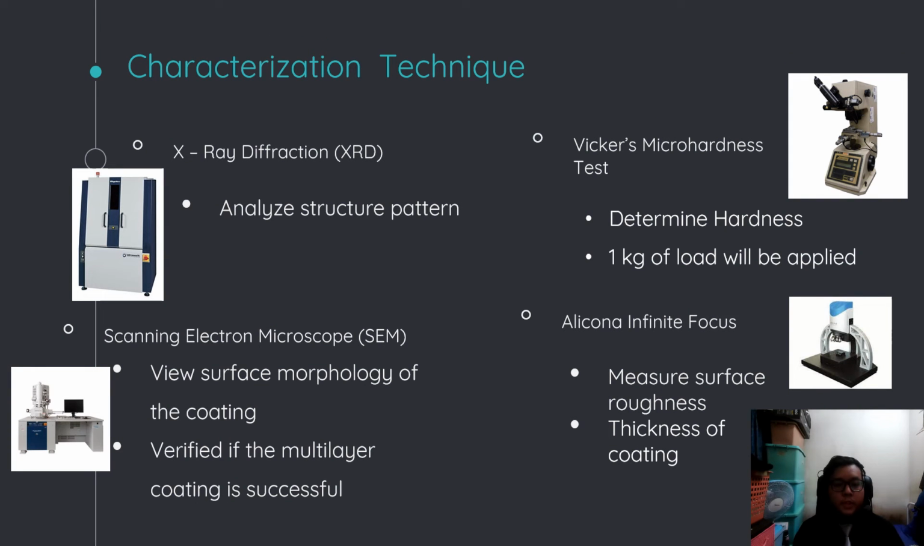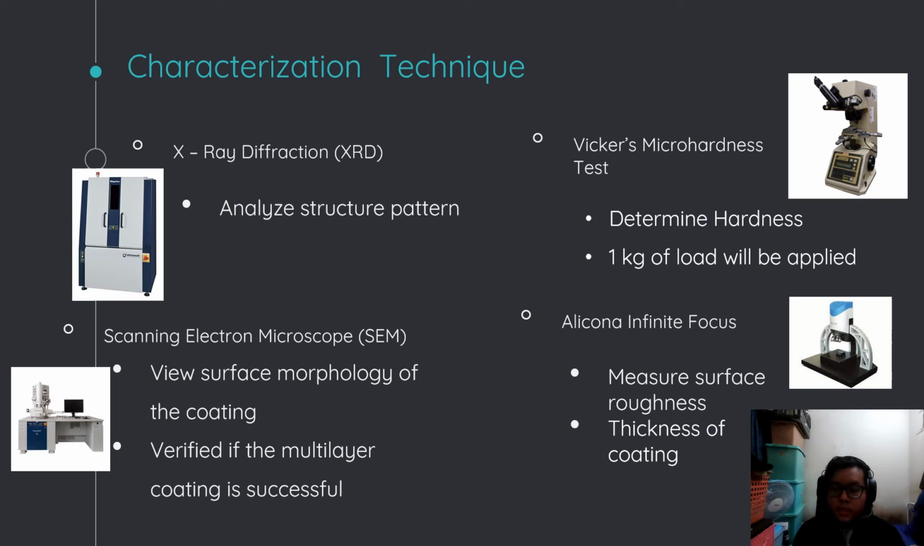Next, I will talk about the characterization techniques that will be used for this project. There will be 4 of them. The first one is X-ray diffraction, XRD, used to analyze the structure pattern. The second one is the scanning electron microscope, SEM, used to view the surface morphology of the coating, and also to verify if the multilayer coating is successful. We can see the number of layers that have been successfully electrodeposited onto the substrate.